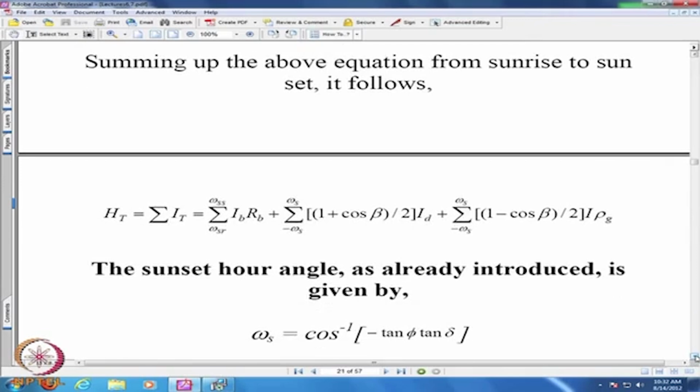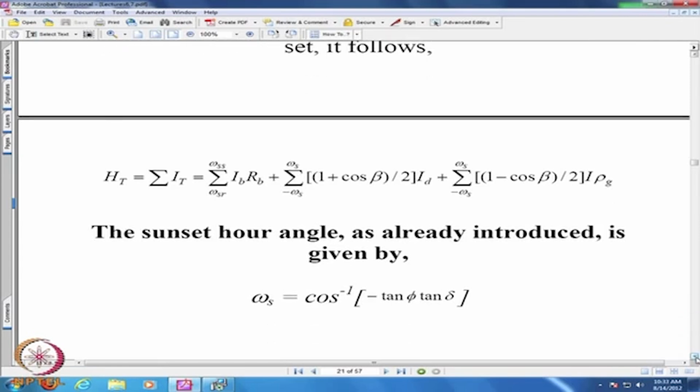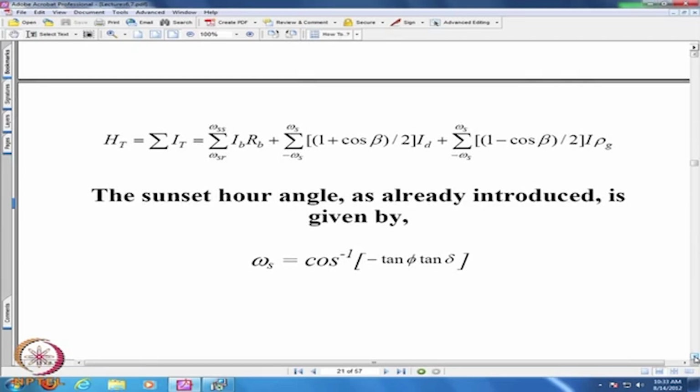We shall come to the evaluation of omega SR and omega SS a little later. There are quite a few issues involved in that, though it is quite simple for a south facing surface, but for non south facing surfaces, owing to the nature of the transcendental equation, multiple routes are possible. Then you may have to have a method to decide which route is the correct route.